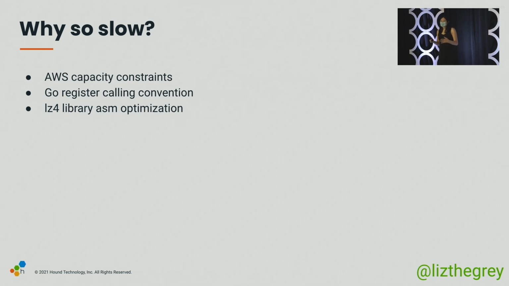So good news. We talked to our account team, and they said, great, we'll have more capacity for you. And in the meanwhile, you can go up to running 30% of your load on ARM64. So that's what we did.